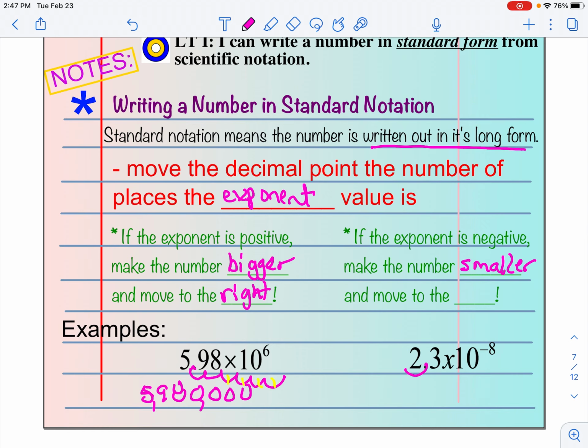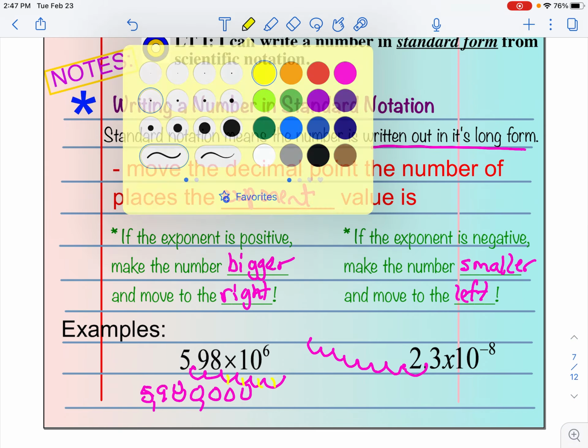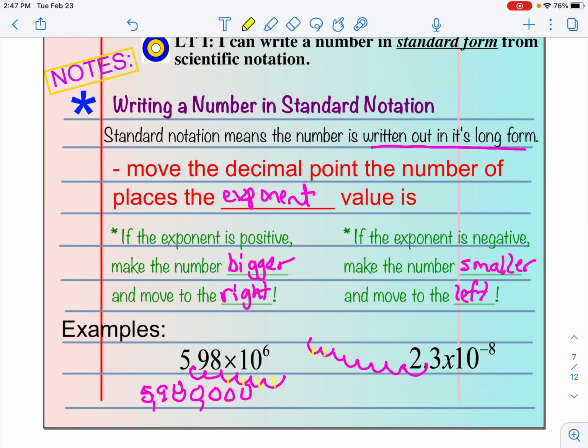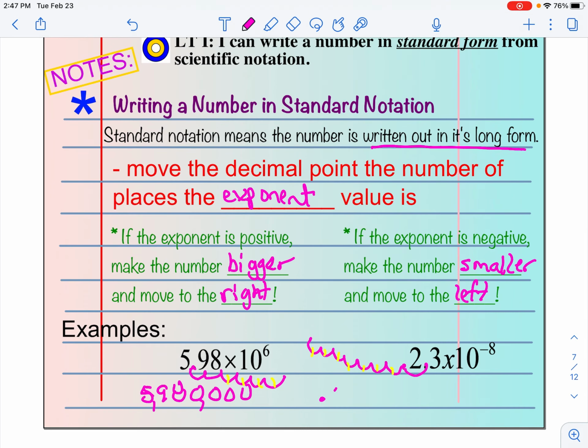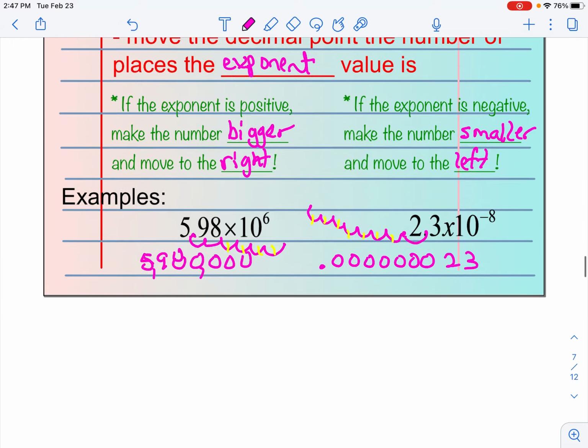So to make a number smaller, we move it to the left. So I need to move it 8 places. That was 1 place. So 2, 3, 4, 5, 6, 7, 8. Okay, so now if I count those zeros, this would be 1, 2, 3, 4, 5, 6, 7 zeros that I need. So here's my decimal point, 1, 2, 3, 4, 5, 6, 7. And then I need the 2 and the 3, and that is my number.